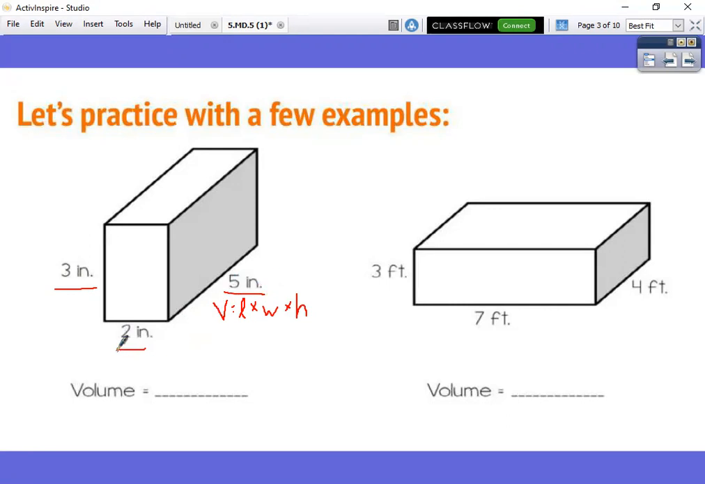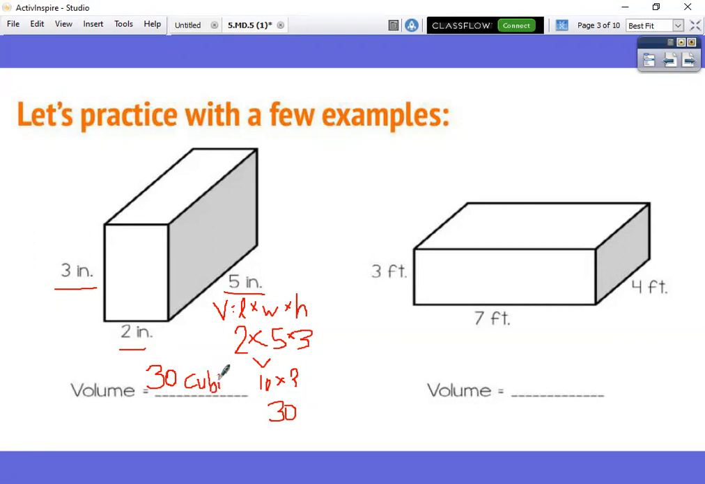Our length is 2 inches. Our width, or how far back or how deep it is, is 5 inches. And our height is 3 inches. So now all we have to do is multiply. 2 times 5 equals 10. 10 times 3 equals 30. So the volume of this rectangular prism is 30 cubic inches.